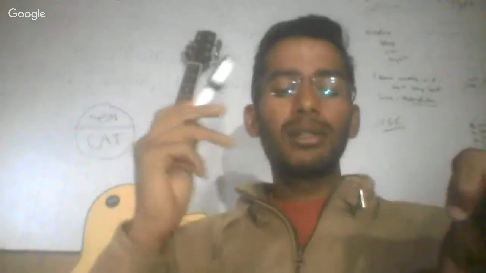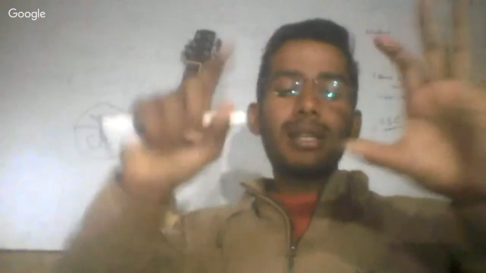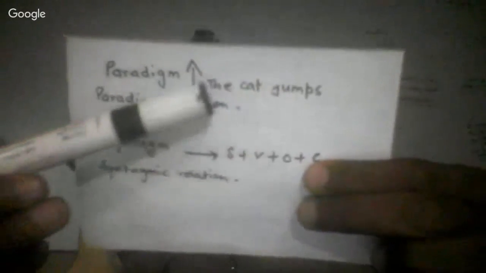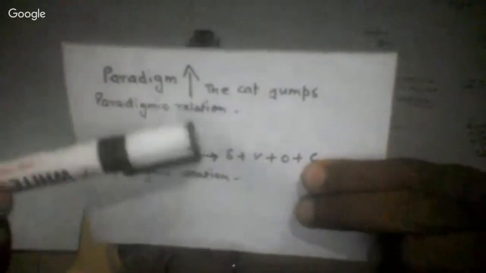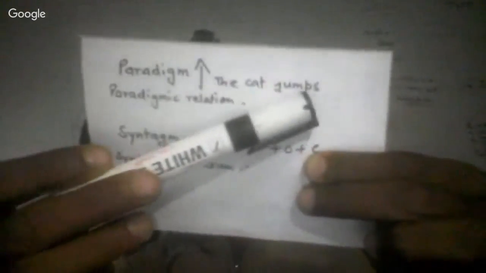Again, they are opposites. Paradigm and syntagm, these are relations. Like I have a sentence: the cat jumps on the mat. So this is a structure. In that structure we have two kinds of replacement. We can replace the words or the order in two ways. One way is this and the second way is this. The cat jumps on the mat.